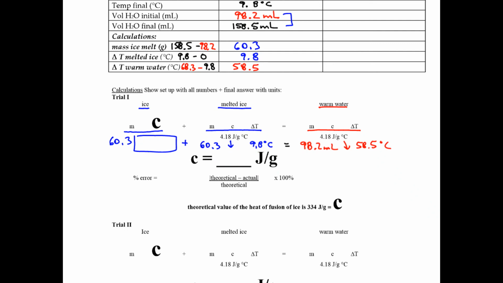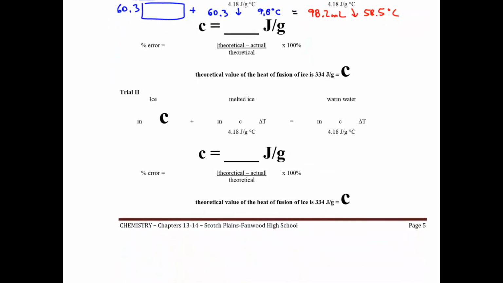Now the real value is supposed to be 334, so hopefully you're pretty close, and what you need to do then is find your percent error by taking the theoretical, which is 334, minus your actual, which is this number, divided by absolute value of that, of course, divided by 334 times 100, and you're going to find your percent error. And you're going to do that for both your trials of this lab. Okay, so you see the calculations down here.